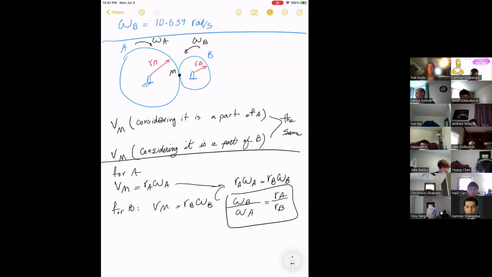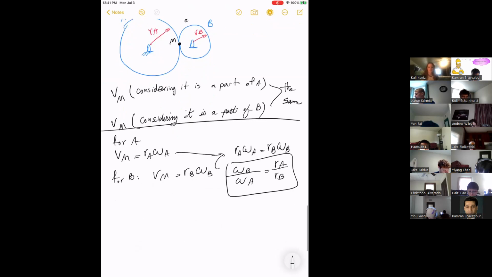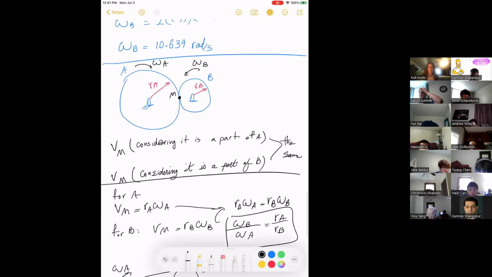The only difference is, if you have a set of pulleys and it goes this way, omegas are in the same direction. For discs or for gears, omegas are in opposite directions. Make sense?